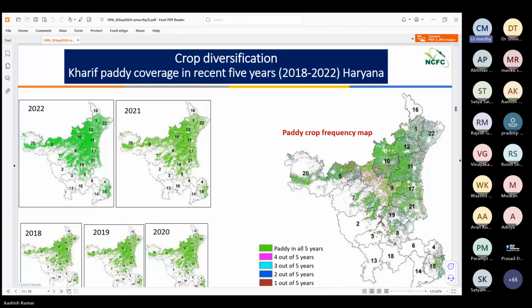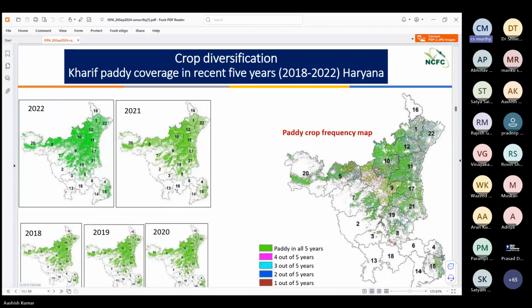So now crop diversification, you know very well, it's a hot topic or burning topic. Diversify your crops from rice and wheat to other crops to achieve sustainable agriculture solutions and so on. So by using the crop maps of the past 7 years or 8 years or 10 years, whichever is available, we can map how frequently rice is being cultivated in a given parcel. This is one example we have showcased. We have done this for Punjab and Haryana, MNCFC.